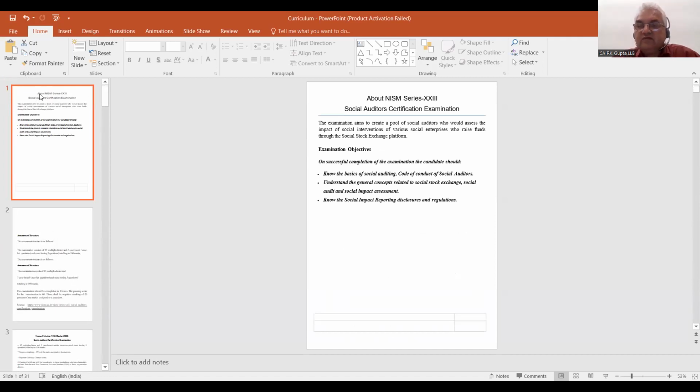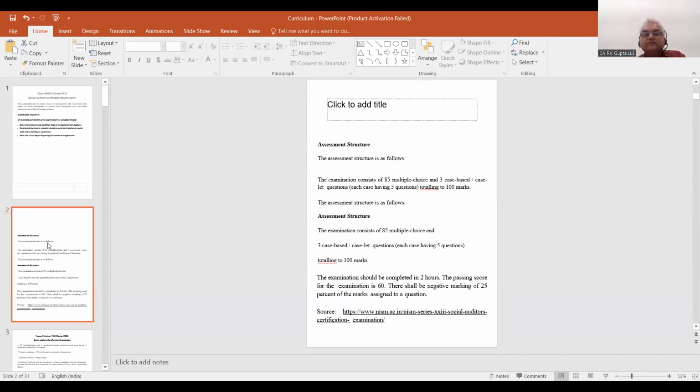As we already know, there are 85 one-mark questions and 15 case studies, with 3 case studies of 5 marks each. Same as the IPA pattern. 60 is the pass percentage, with negative marking of 25% assigned to a question.